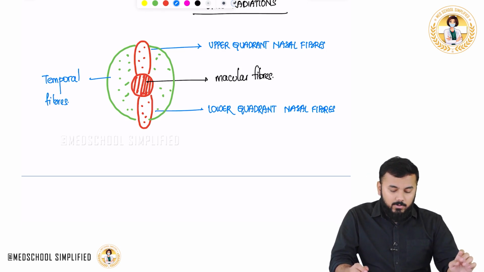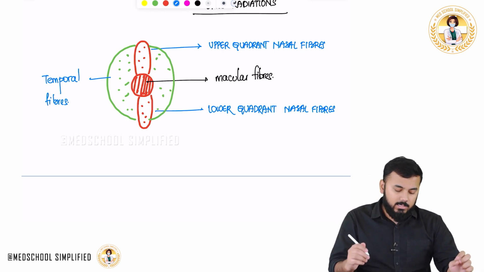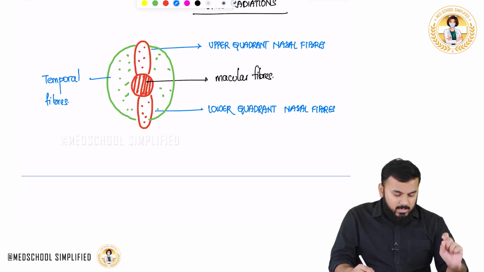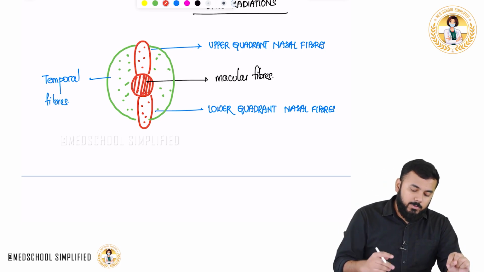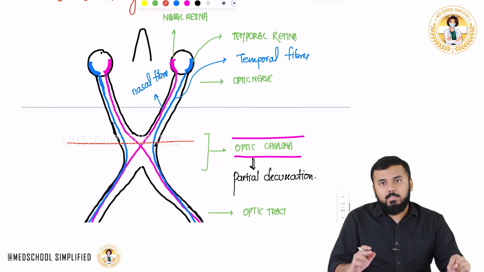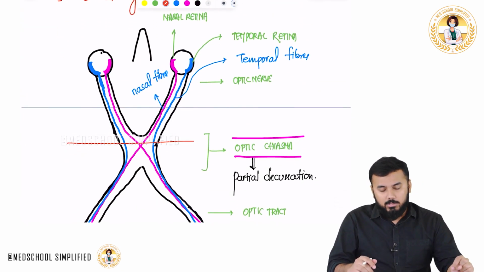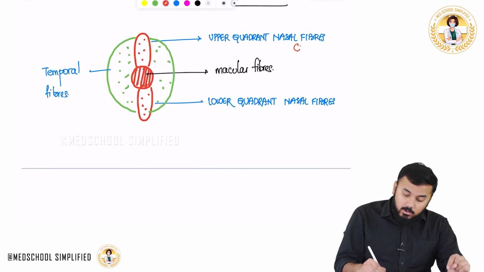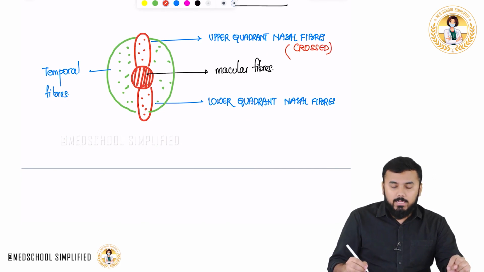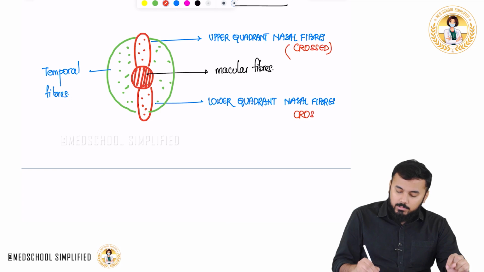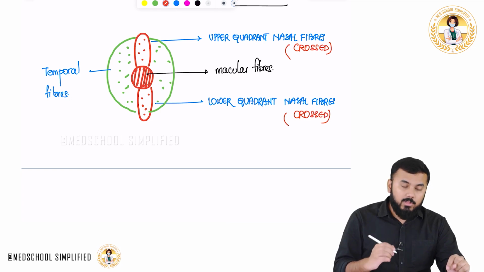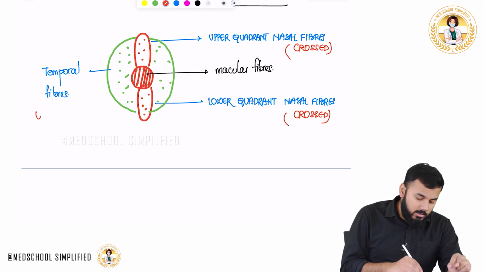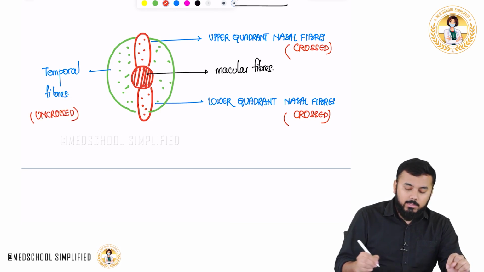Okay, so one thing we have is the nasal fibers, and the other thing we have got is the temporal fibers. Now tell me, by looking at this picture, are the nasal fibers crossing or are the temporal fibers crossing? Obviously the nasal fibers are crossing. So upper quadrant nasal fibers are also called crossed fibers. Lower quadrant nasal fibers are also crossed fibers. And remember one thing, the temporal fibers are crossed or uncrossed? They are uncrossed fibers. Then what about the macular fibers?